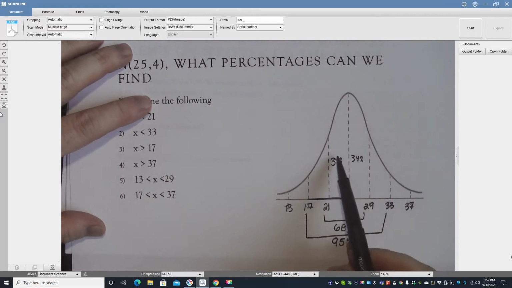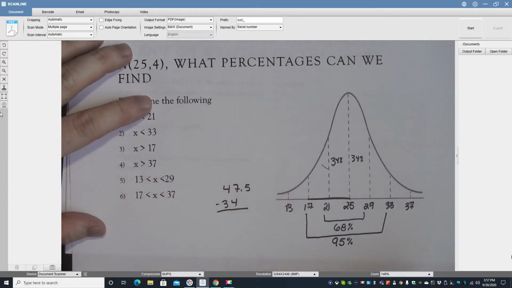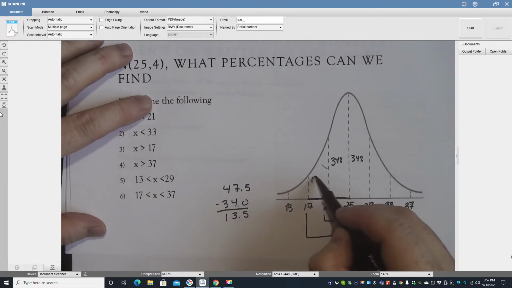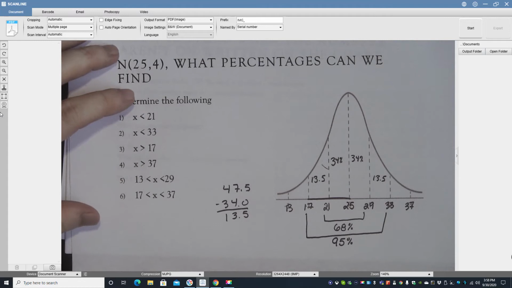However, I already have 34% here. So what I want to do is take that total 47.5 and deduct the 34. And what that gives me is 13.5. So 13.5 goes here, 13.5 goes here. Okay, then we're going to go out a little bit further.